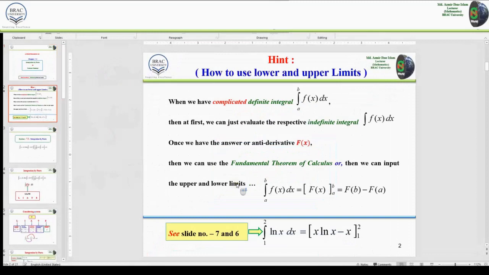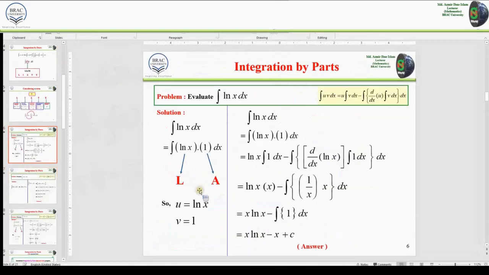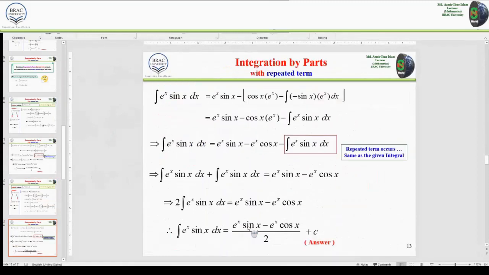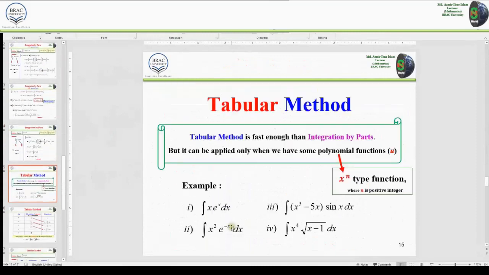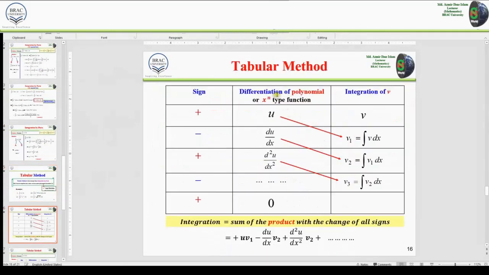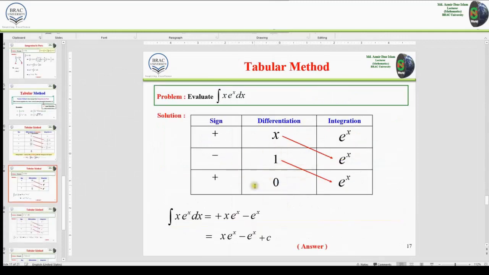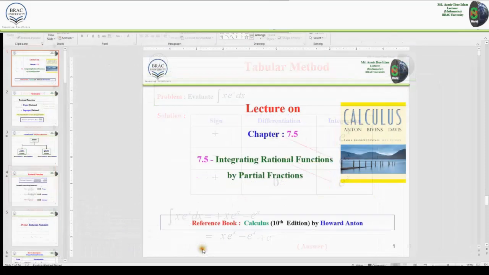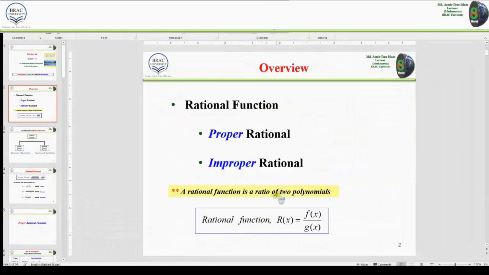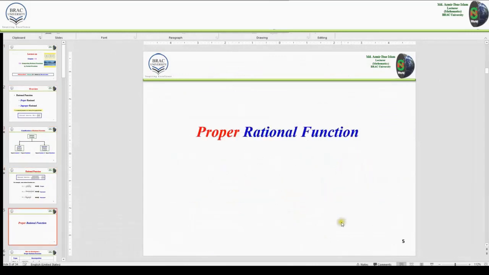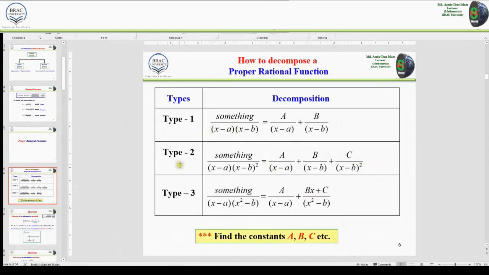You can see, we know how we can solve integration by parts, that is the UV technique, or we have a tabular technique. That means if we have a polynomial function, we can use the tabular technique and u will be in the differentiation column. This is how we can use the tabular technique and solve the integrals. At the same time, the method of partial fraction is used to solve integrals of rational functions. There are two classifications, proper and improper. If we have a proper rational function, then these three types are important. We can decompose any function.